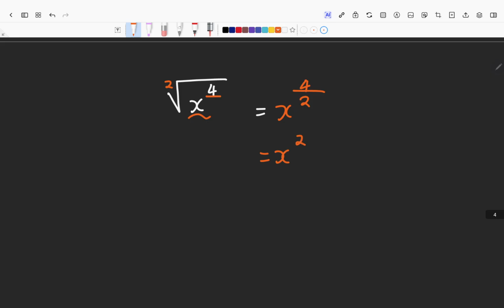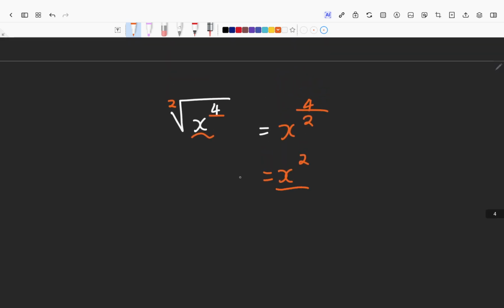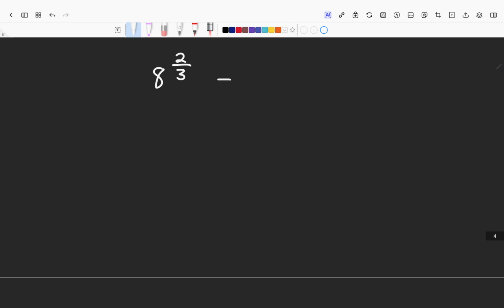Let me do one last example. Actually, let's move from here and take it back to this part. Let's say I have 8 to the power 2 over 3, and you need to write it in the form of a root sign. It must have a root sign. So you're going to say, okay, it's equal to.